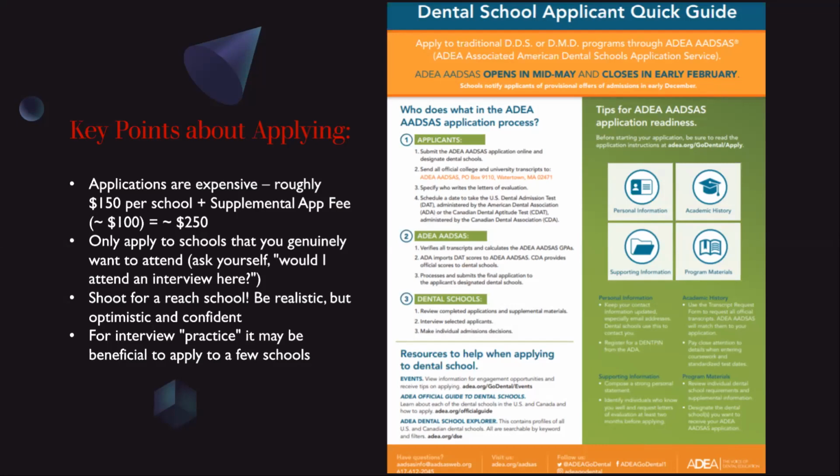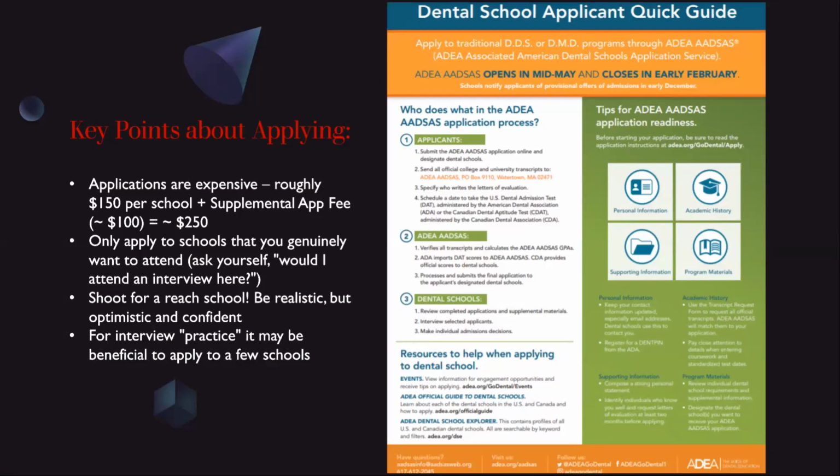So with that said, I would encourage you to only apply to schools that you genuinely want to attend. That is much easier said than done, but one question you can ask yourself is, would I attend an interview here? Or could I see myself renting an apartment in this city? Or, considering living expenses in a big city like Boston versus a smaller city like Columbus, how do those things compare?